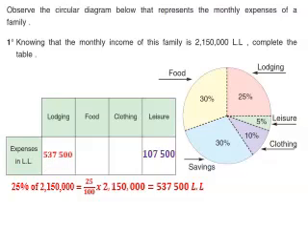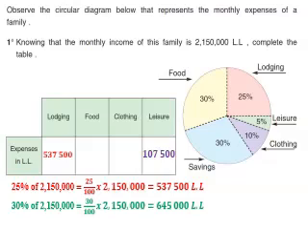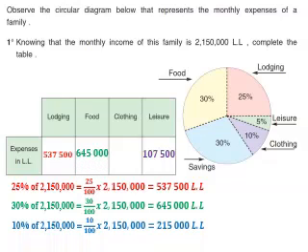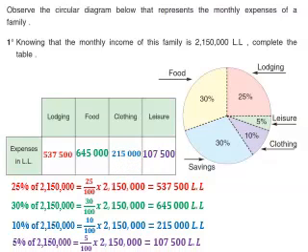What about the food? The food actually is 30%. So 30% of 2,150,000 is 645,000. So the food is 645,000. Also the same thing for the clothing, and the same thing for the leisure, as you see. And that's how we calculate if we have the percentage of something.